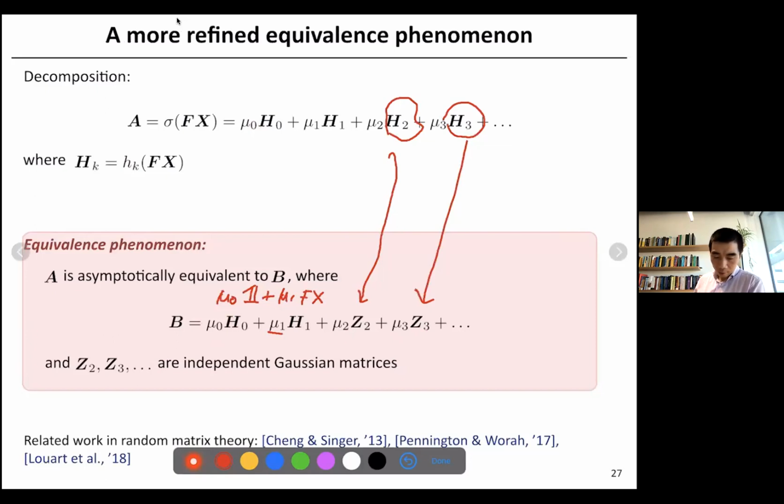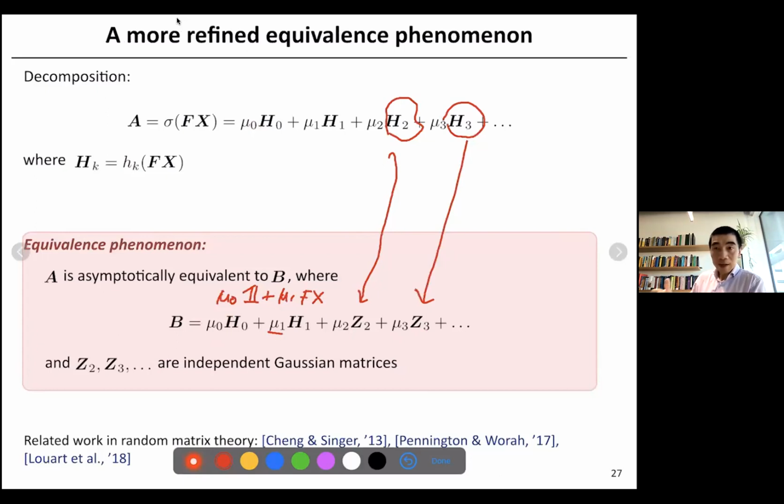I want to emphasize that a similar idea appeared in an earlier version in the random matrix literature, especially the work by Chen and Amit Singer. They study a symmetric version of this matrix, and they characterize the asymptotic spectral density. This equivalence is inherent in their analysis, but they didn't explicitly state that asymptotically A is equivalent to B, where we get to replace all the higher order Hermites, starting from H2, by an independent Gaussian.